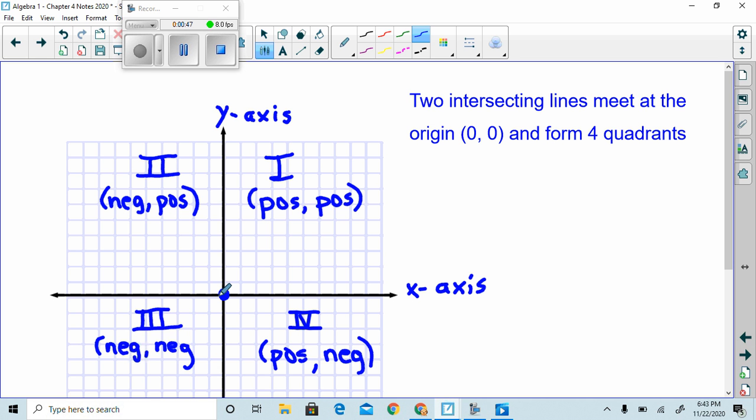The point where these two lines intersect is called the origin, and we saw that it formed four portions, or quadrants, and each of them has the capacity to hold plotted points: positive, positive in the first; negative, positive in the second; negative, negative coordinates in the third; and positive, negative in the fourth. We did a little bit of quick graphing and talked about location.